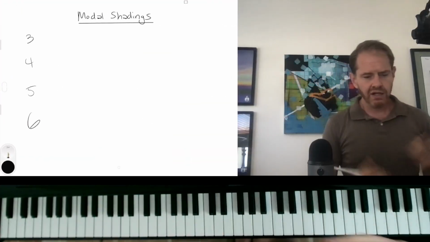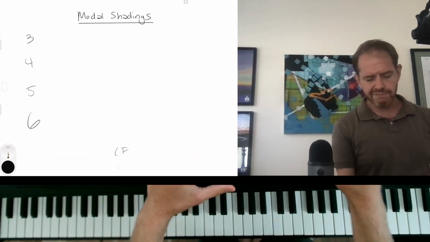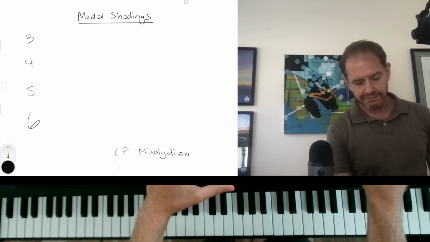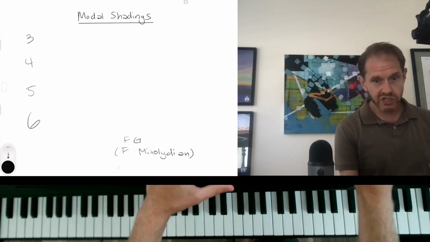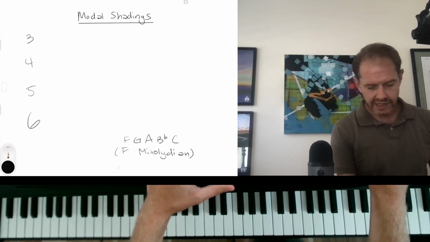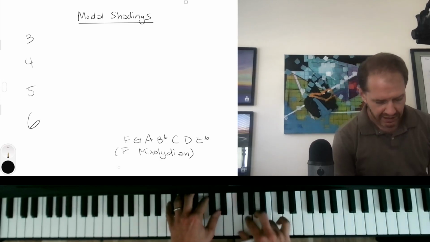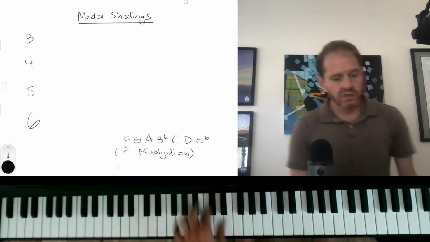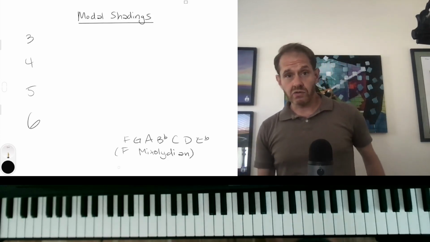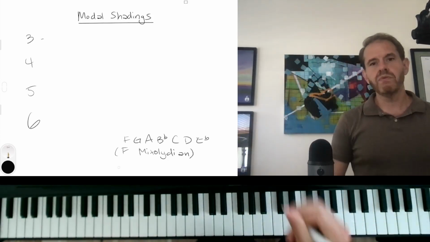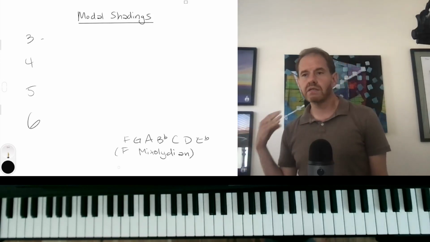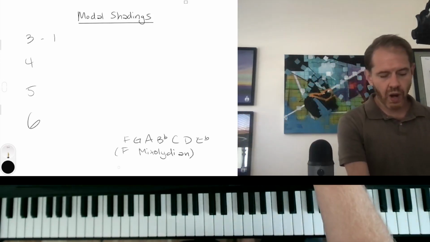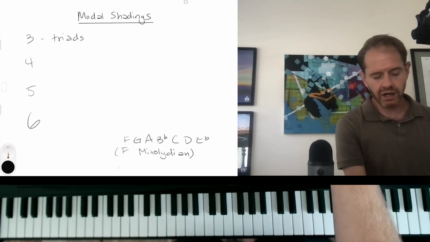No more delay. So let's take the mode, let's use F Mixolydian. So that's an F major scale with an E flat added. It's going to be F, G, A, B flat, C, D, and E flat. So first shading would be 3 notes. And there's different ways to do this, but the most important, common, historically relevant 3-note shading is going to be triads, which we're going to often call upper structures.